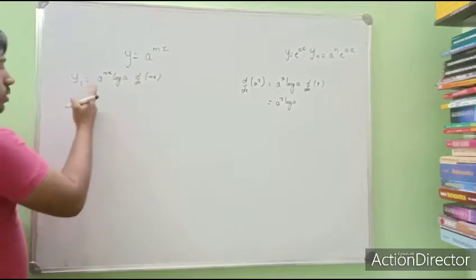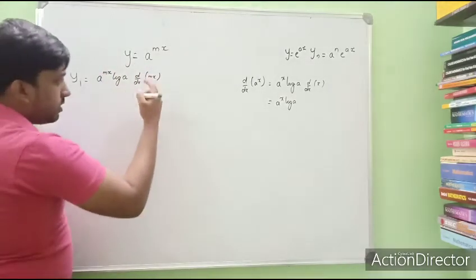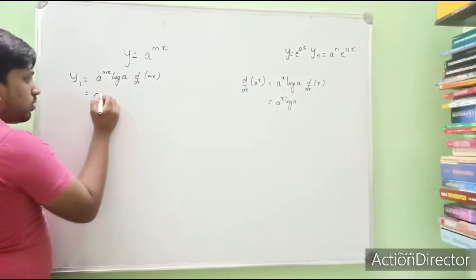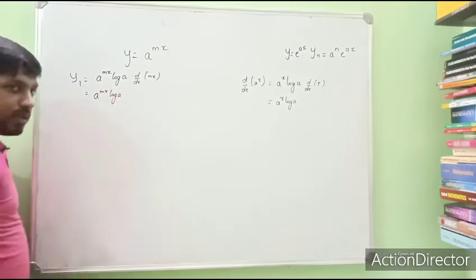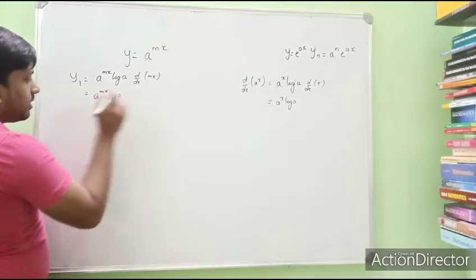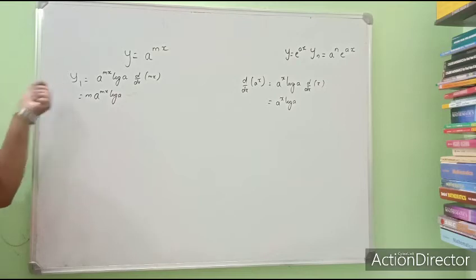So here y1 is equal to a to the power of mx into log a into, again I am differentiating this. See what is going to happen. That is nothing but a to the power of mx into log a, and what is the derivative of mx? We will get it as m, right? So can I write m here? Yes, this is the first derivative.